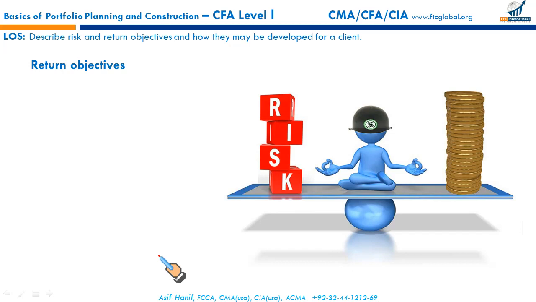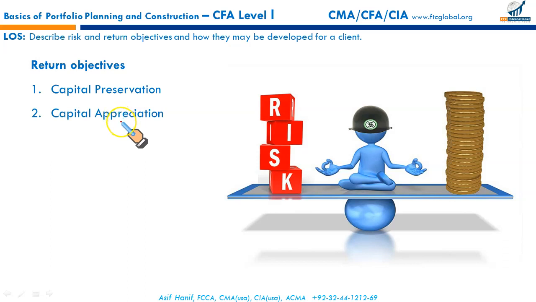Then return objectives can be divided into the following needs. For example, the capital preservation. Capital preservation means capital should be maintained, for instance, by earning a return equal to the inflation rate. Whatever is being invested, that must be maintained. Then capital appreciation. Capital needs to grow, not just merely preserved. We need growth, for instance, by earning a return that exceeds the inflation rate. So just maintaining the inflation rate, that is capital preservation. Earning something above the inflation rate, that is capital appreciation.